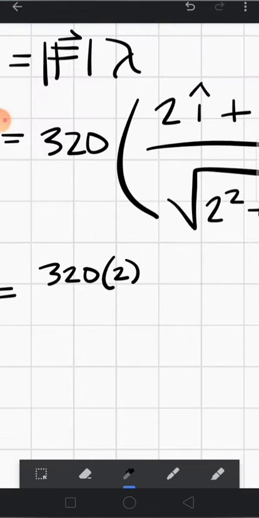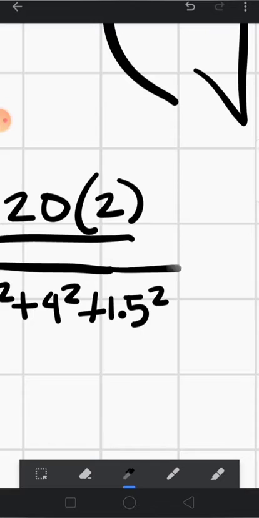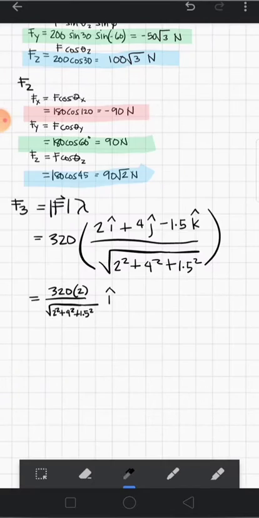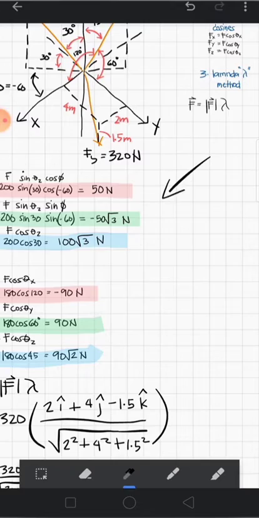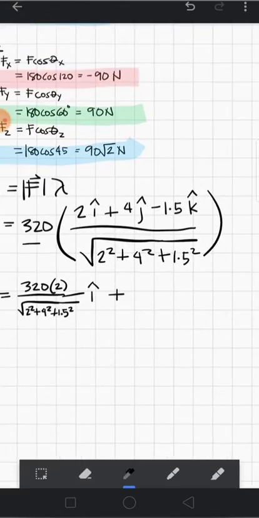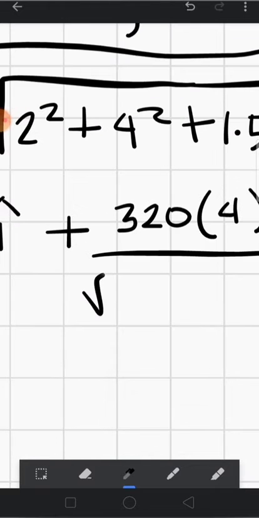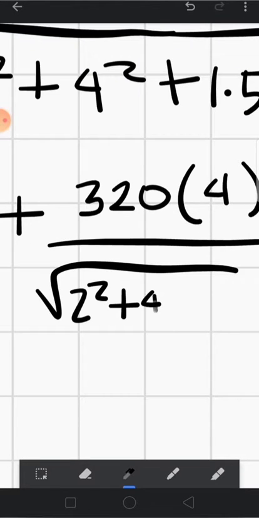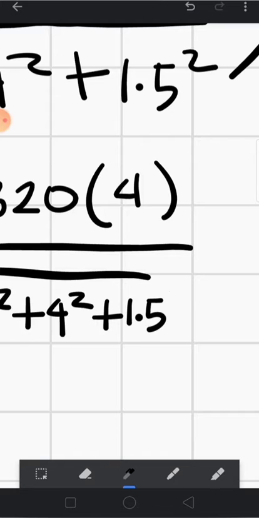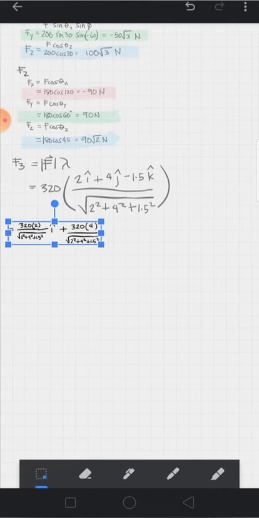times 2 over square root of 2 squared plus 4 squared plus 1.5 squared. This is the magnitude of the force going towards the positive x direction. Then plus 320 times 4 over the denominator. 320 times 4 all over 2 squared plus 4 squared, 1.5 squared. Just like that.